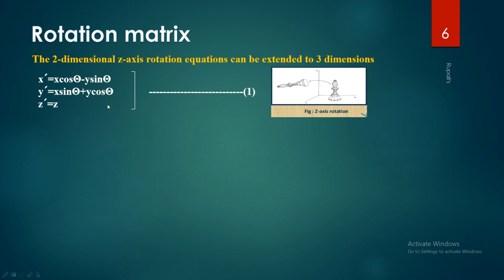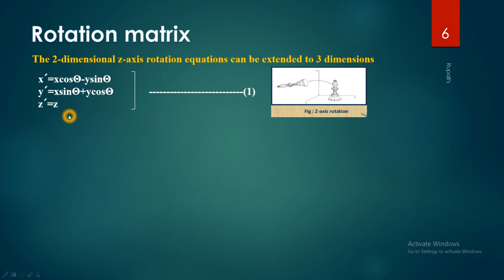In case of rotation, we know the rotation matrix for 2D is x dash equal to x cos theta minus y sin theta, y dash equal to x sin theta plus y cos theta. But if it becomes 3D, then how many planes are there: xy plane, yz plane and zx plane. So in case of xy plane, the z coordinate stays the same, so we can write z dash equal to z.